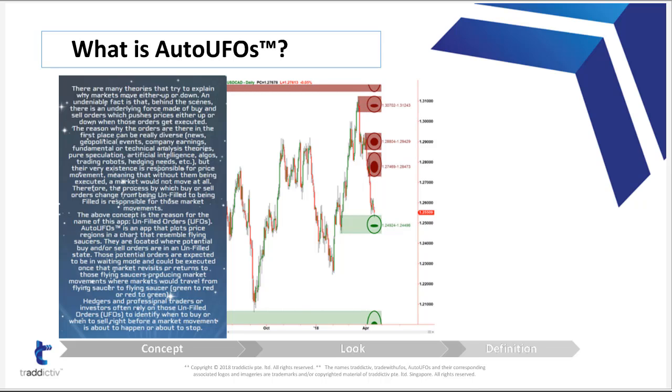Hedgers, professional traders, and investors often rely on those unfilled orders to identify when to buy or when to sell, right before a market movement is about to happen, or also very importantly, about to stop. Which means that those flying saucers, those UFOs, could be used either for entries or for exits, for both cases. And we'll look at examples in a few minutes from now.